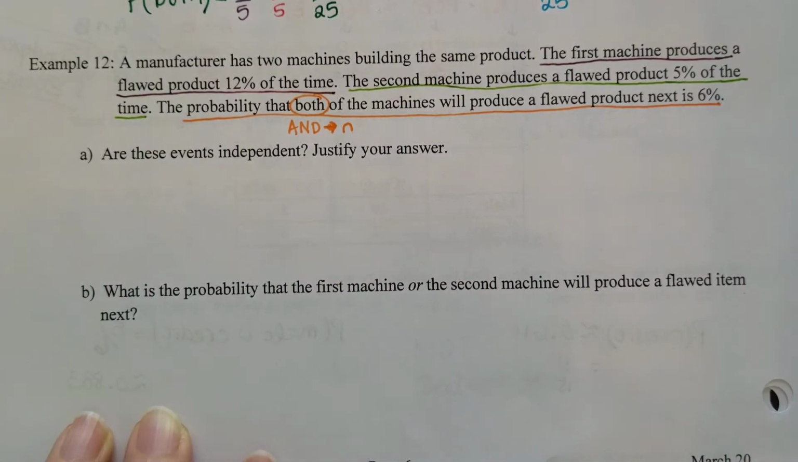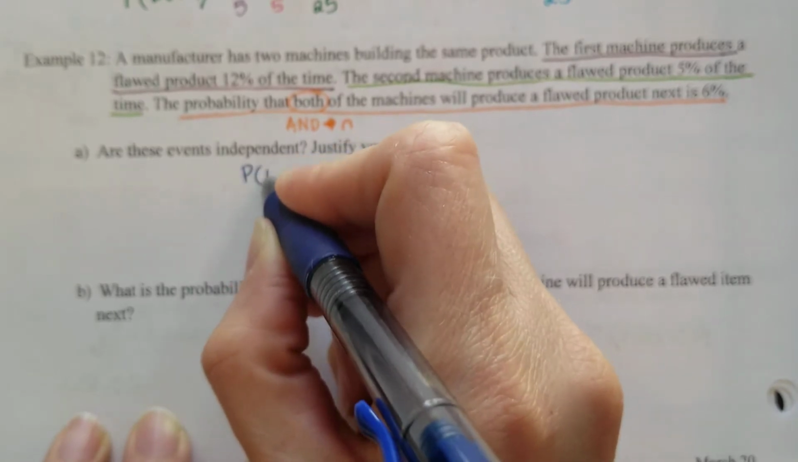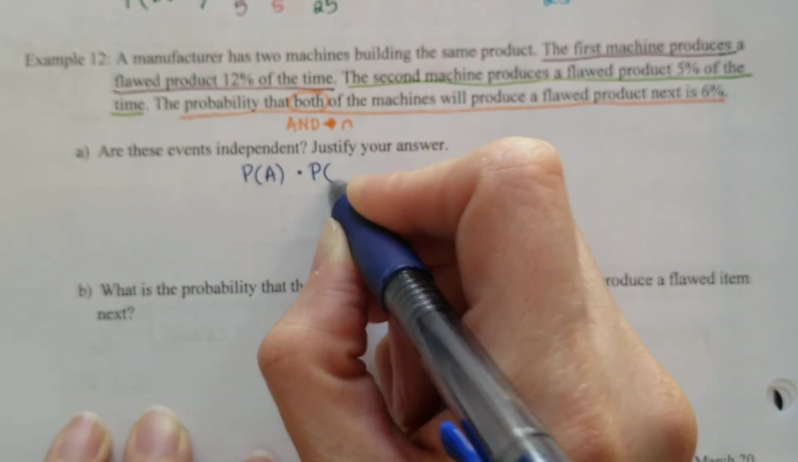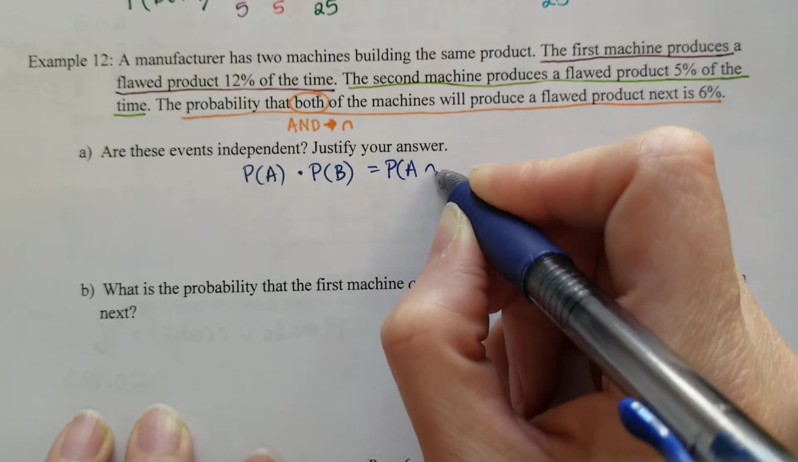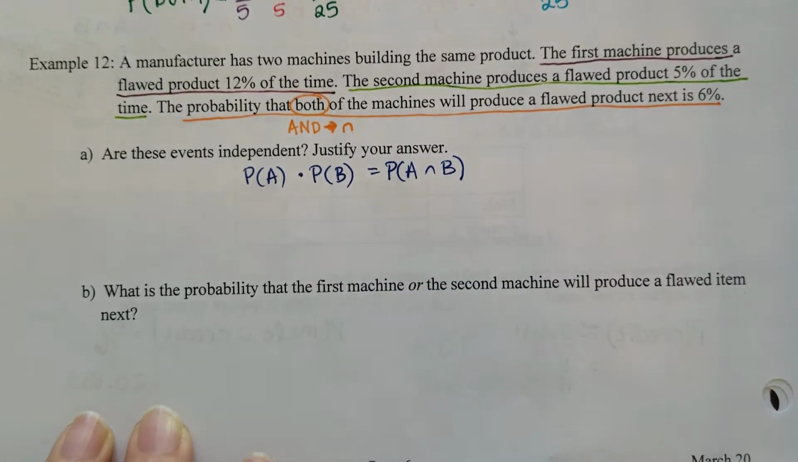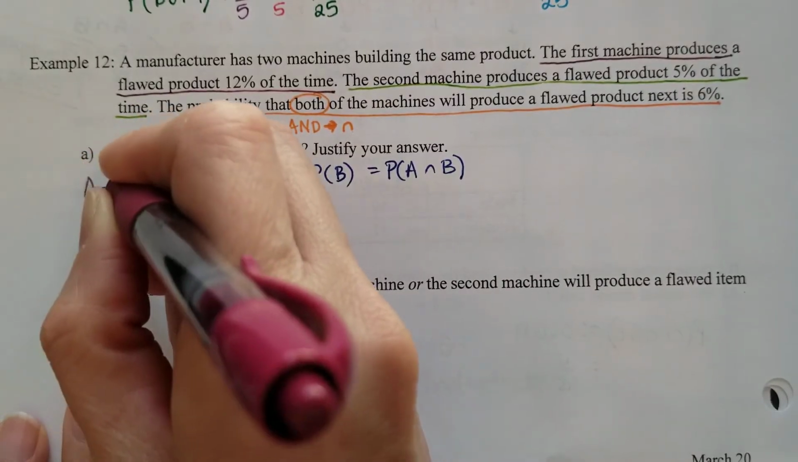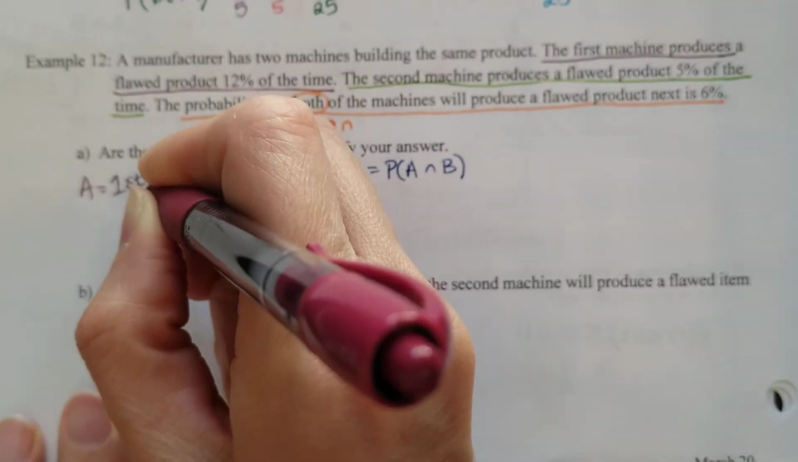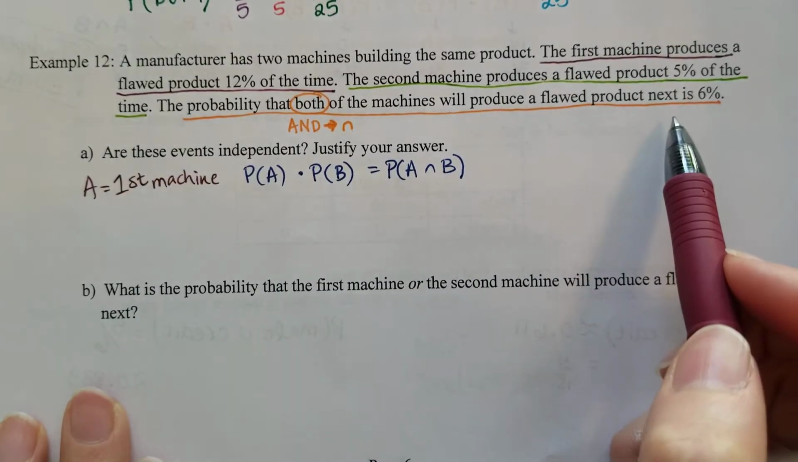So the first thing we're asked to do is determine whether or not these events are independent. So remember, our independence rule is the probability of A times the probability of B equals the probability of A and B. All of these probabilities have been given to us. We don't have to do any calculations. We just have to figure out which is which. So I'm going to say that event A is the first machine, and I'm just going to jot that down off to the side here so I don't have to try and label it in the paragraph here.